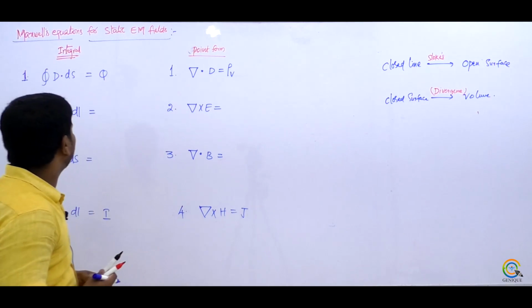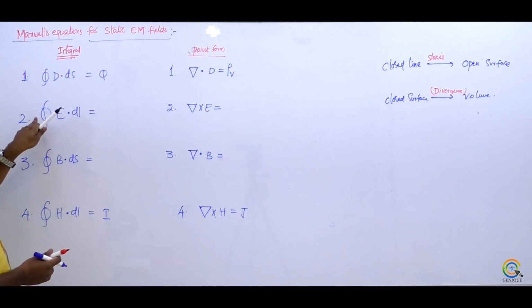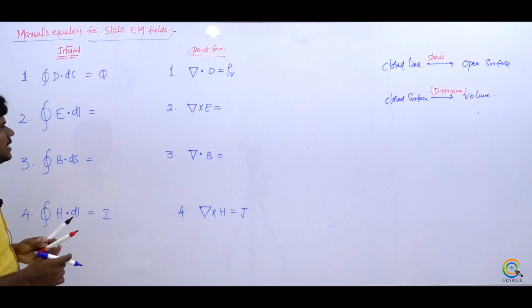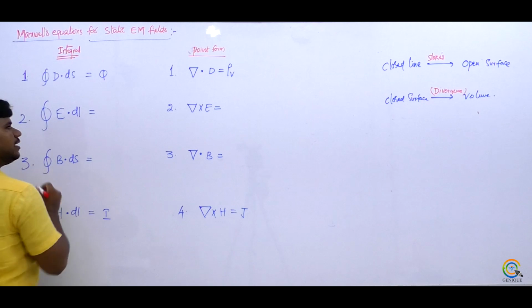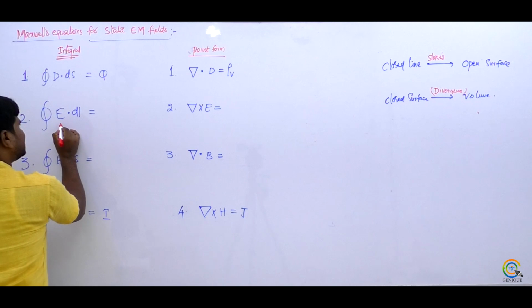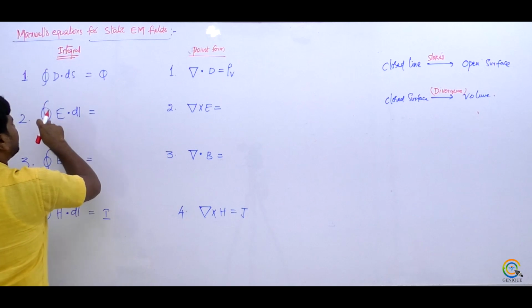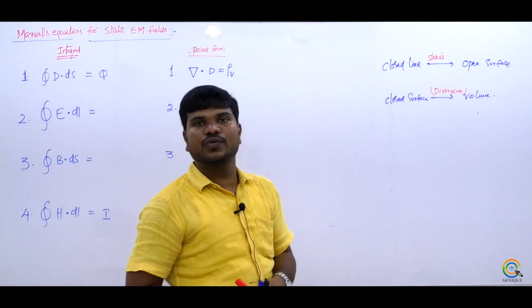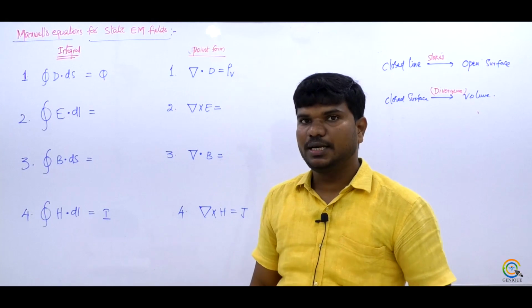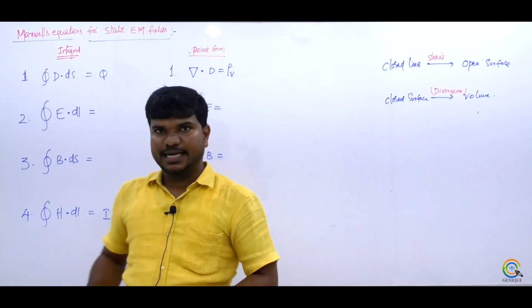If you observe this, what is this closed integral E dot dl? What is E? E is nothing but the electric field intensity. The closed line integral of E dot dl represents the work done in moving the charge.